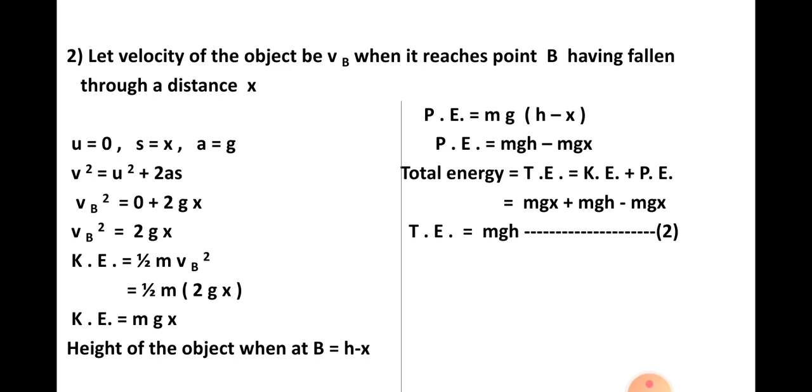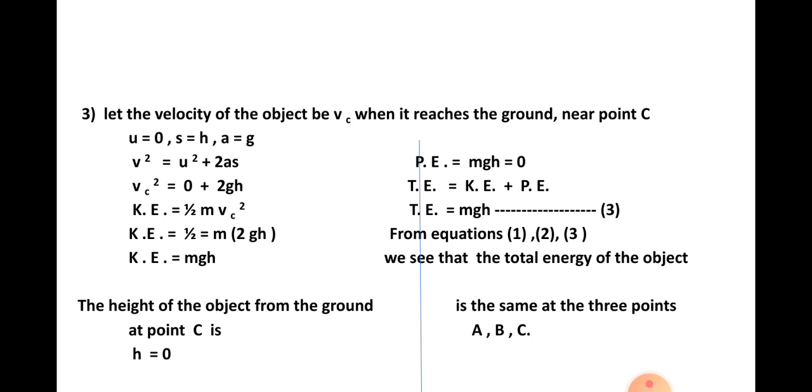And we know the formula kinetic energy 1/2 mv², and here we take vB². So 1/2 m times vB², putting the value of vB² in the bracket, 2gx. Kinetic energy is equal to mgx. The height of the object at point B is equal to h minus x. So potential energy is equal to mg times (h minus x), that is mgh minus mgx. Total energy is kinetic energy plus potential energy, so mgx plus mgh minus mgx. The mgx cancels, remaining total energy mgh. Here we get equation number 2.